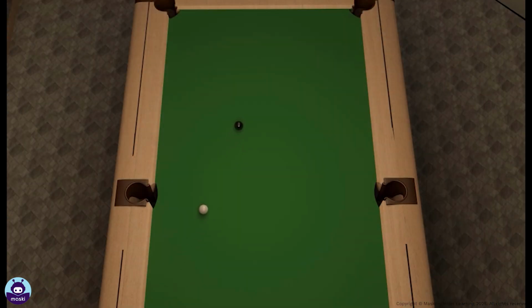A ball moving with velocity v hits a ball moving with a velocity v over 2. The first ball now moves with velocity v over 2 and the second ball with velocity v. The mass of both balls are the same.